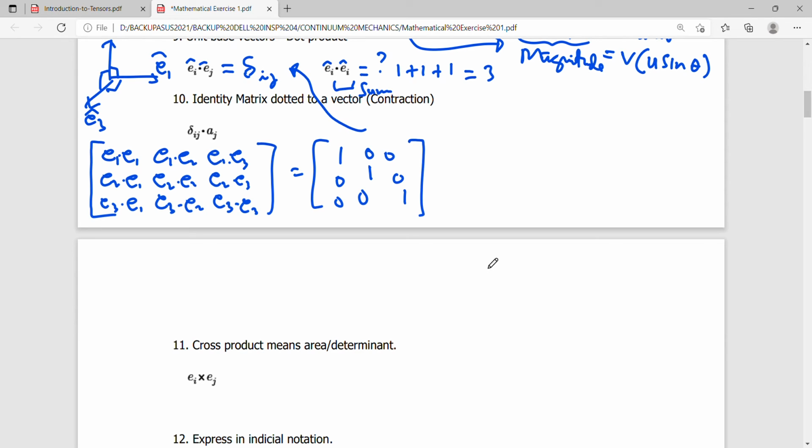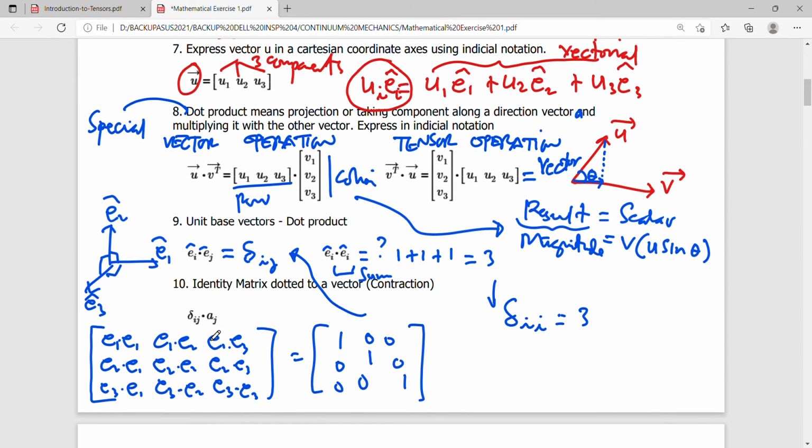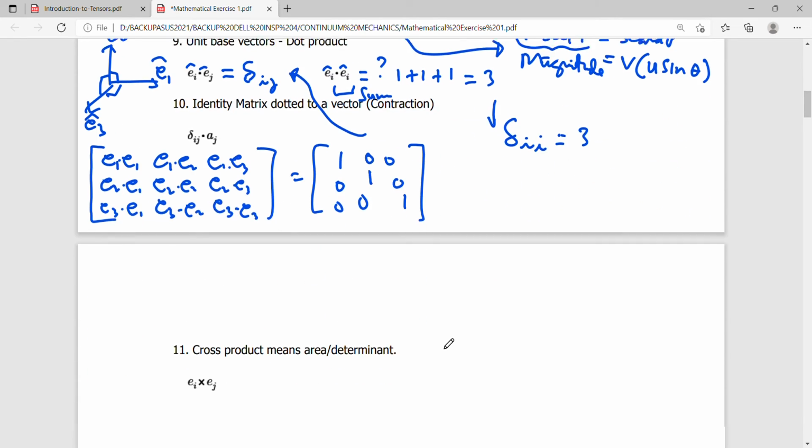Okay, so EI·EI is actually equivalent to delta II, which is also equal to 3. Take note of this basic operation, because this will help you understand and look into the complex operations much more easily if you are very well informed about these basic operations.